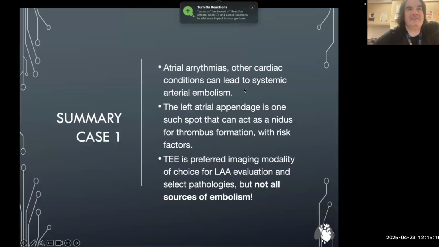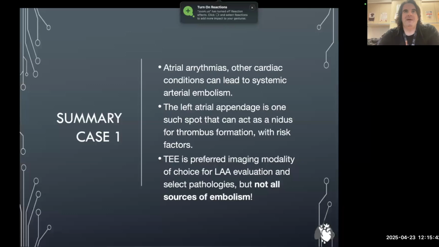So, as the case started, it was a case of acute mesenteric ischemia with a patient with atrial fibrillation. This is a risk factor for atrial appendage clot, and this can act as a nidus for clot formation. And typically, TEE is preferred. This is oftentimes the selection chosen prior to, say, cardioversion, for example. But increasingly, there is more interest in using other modalities as well, such as CT and MRI.